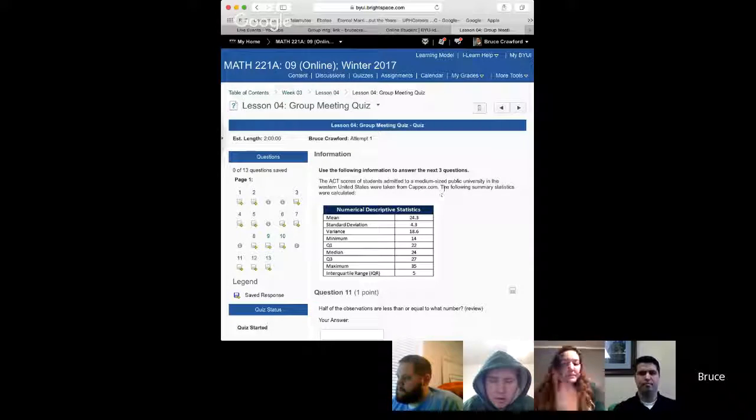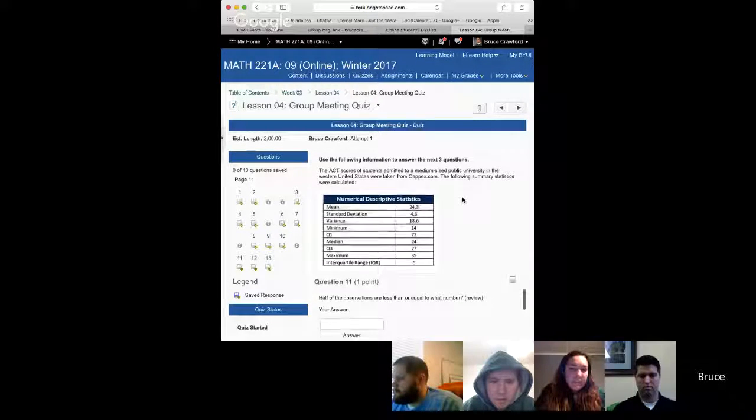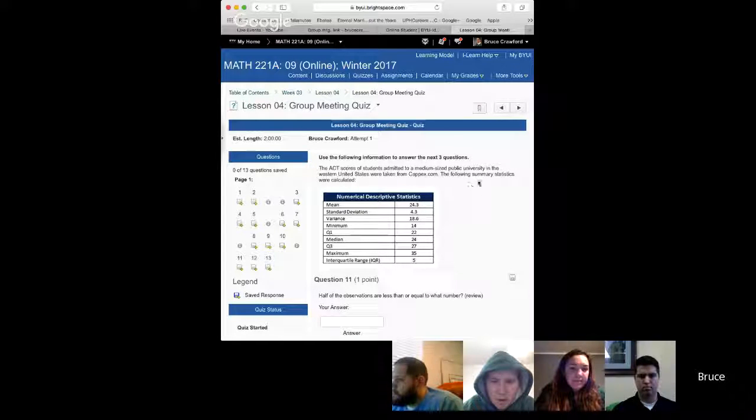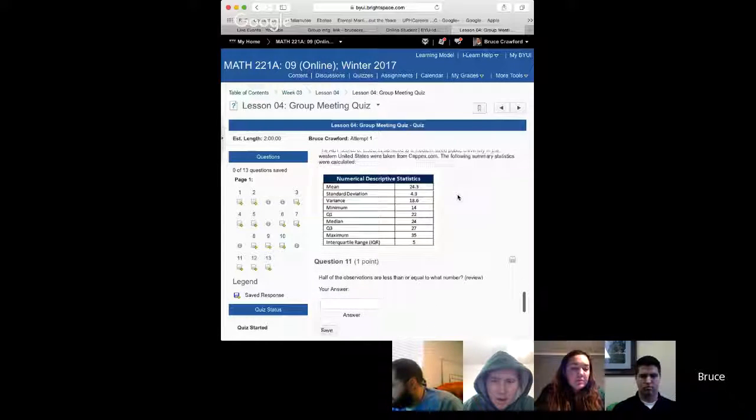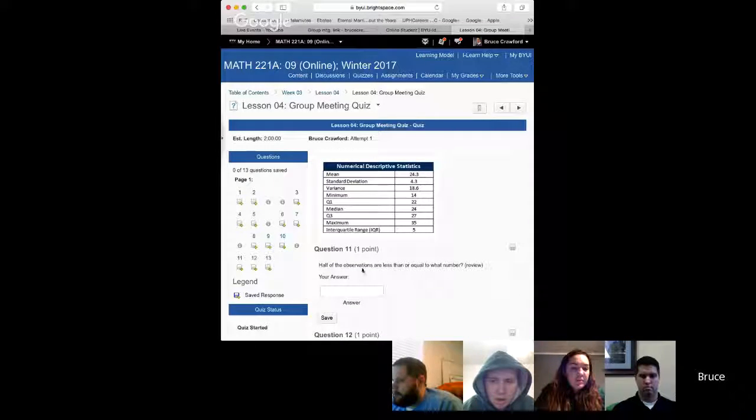United States. Scores of students admitted to a medium-sized university in the Western United States were taken from CapEx.com. The following summary statistics were calculated. Half of the observations are less than or equal to what number? Right, it's the median. Is it the middle number? Median's the middle.